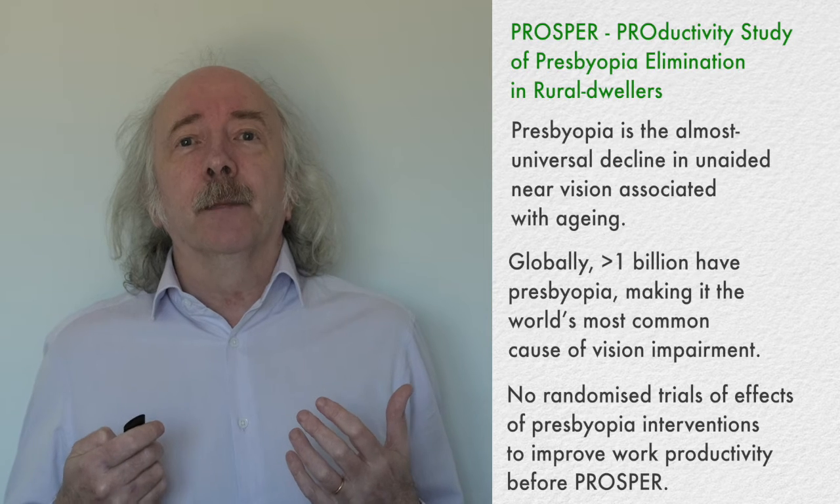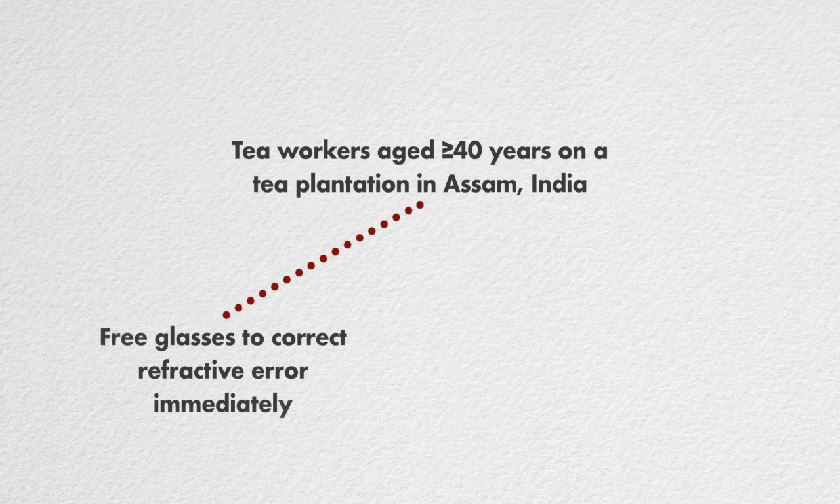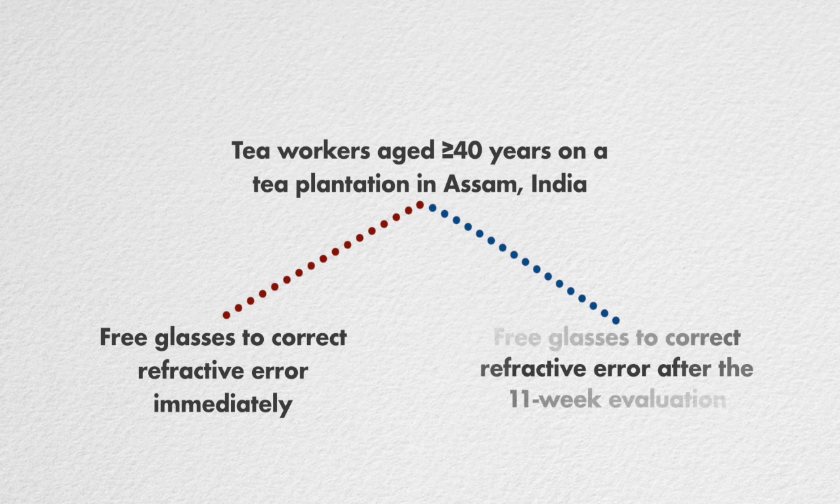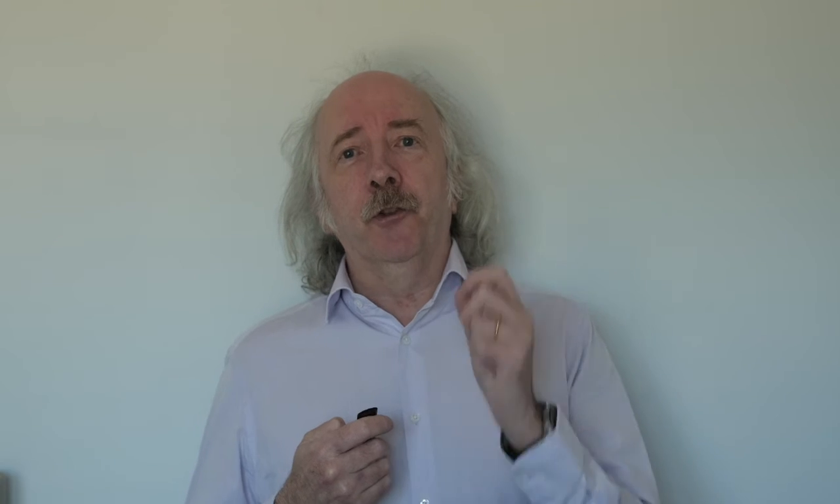And so the trial was on a tea plantation in Assam, India, recruited tea workers aged over 40 years and randomised them to either receive free glasses to correct refractive error immediately or to receive the free glasses after the 11-week evaluation period. And it recruited 741 workers. Kept it simple. The main study outcomes were just two things.